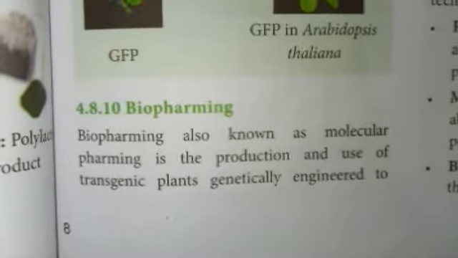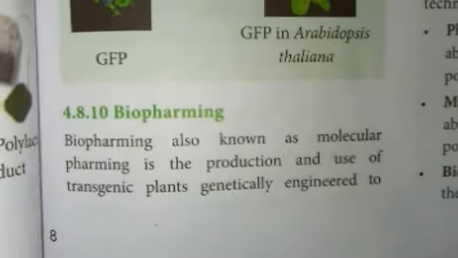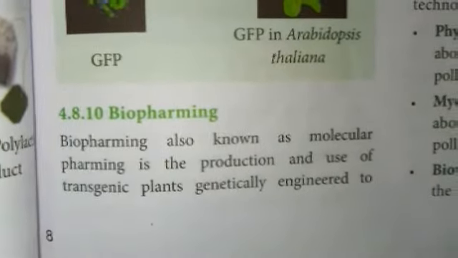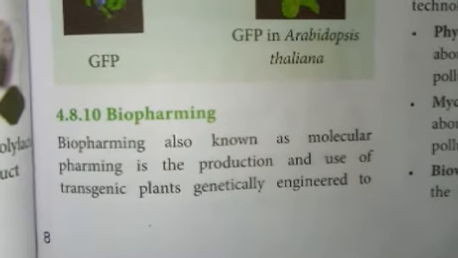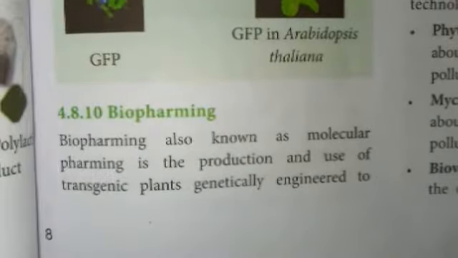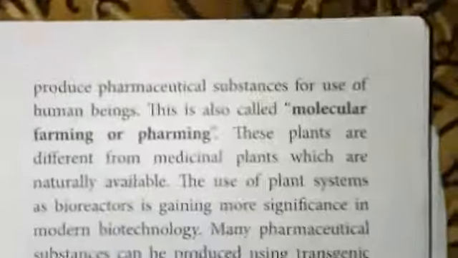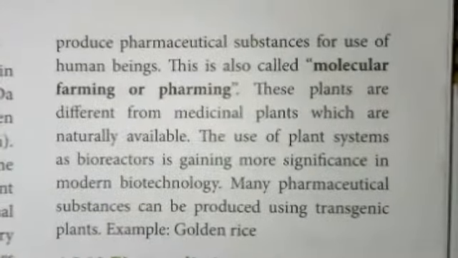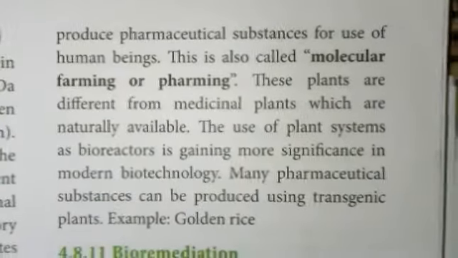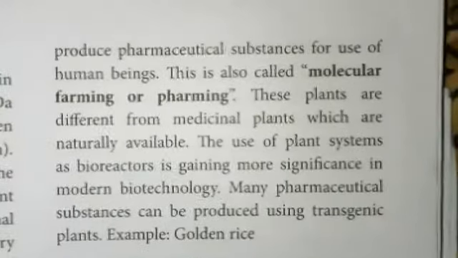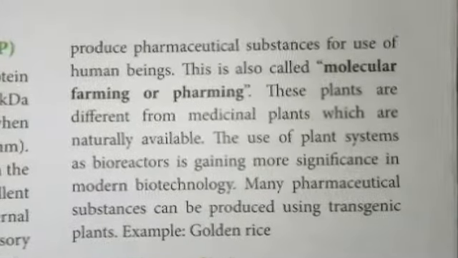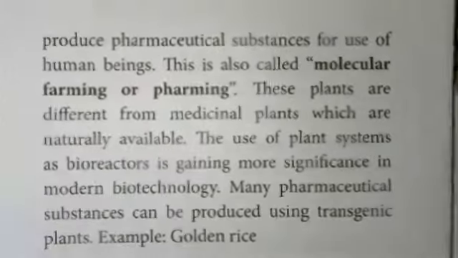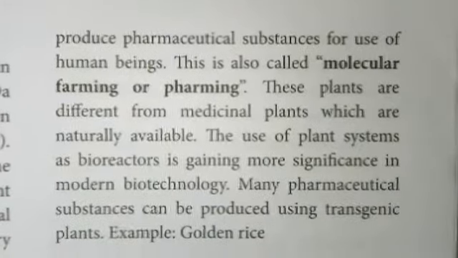Biofarming, also known as molecular farming, is the production and use of transgenic plants genetically engineered to produce pharmaceutical substances. Pharmaceutical means medicinal substance for the use of human beings. This is also called molecular farming or pharming.